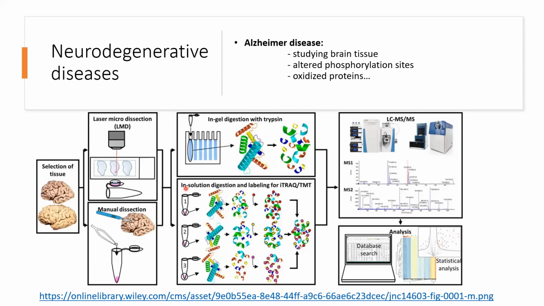Neurodegenerative diseases. In neurodegenerative diseases, scientists were able to identify oxidized proteins through neuroproteomics. And in Alzheimer's disease especially, they were able to identify the altered phosphorylation sites through phosphoproteomics. And to be more particular here, these sites are on the microtubule-associated protein tau.